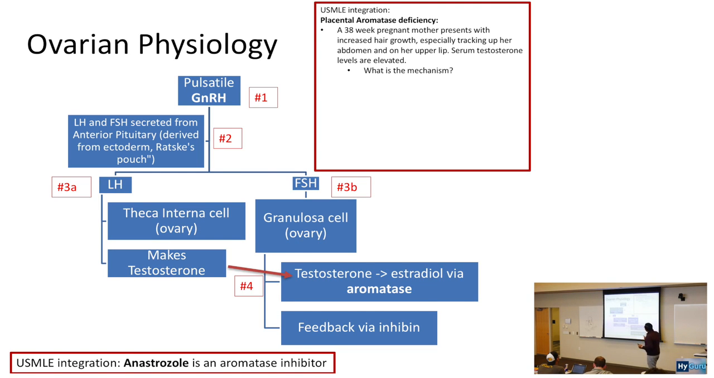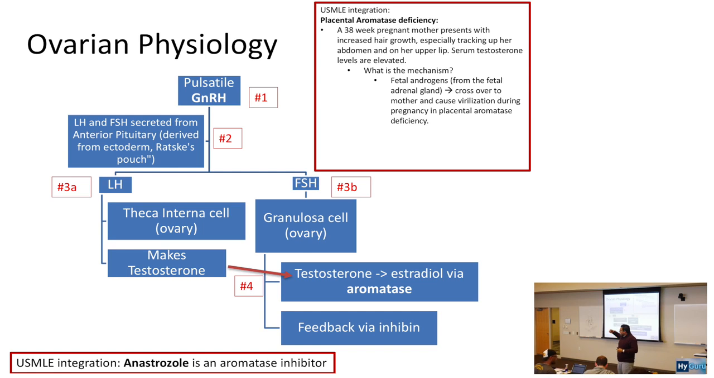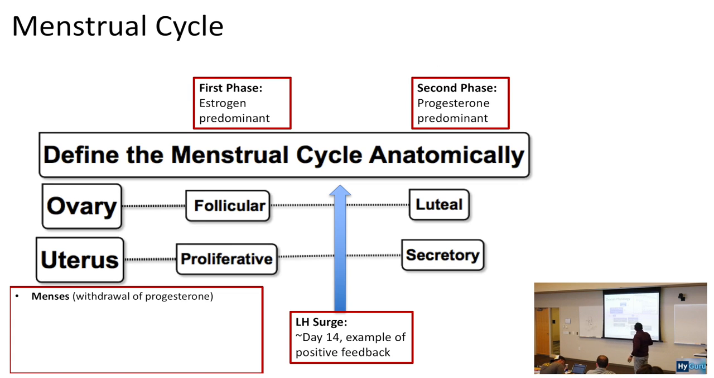What's going on here? You need to realize that when mom is pregnant, how does mom make that estrogen? Mom makes the estrogen by taking baby's fetal androgens, baby's adrenal gland androgens. Those adrenal androgens from baby cross over. How beautiful is this? Placenta is such a great organ. Those fetal androgens go to the placenta, where they are converted to estriol via placental aromatase. In placental aromatase deficiency, those fetal androgens don't get converted into estriol. They just cause hirsutism in the pregnant mom. Get it? All right, beautiful.